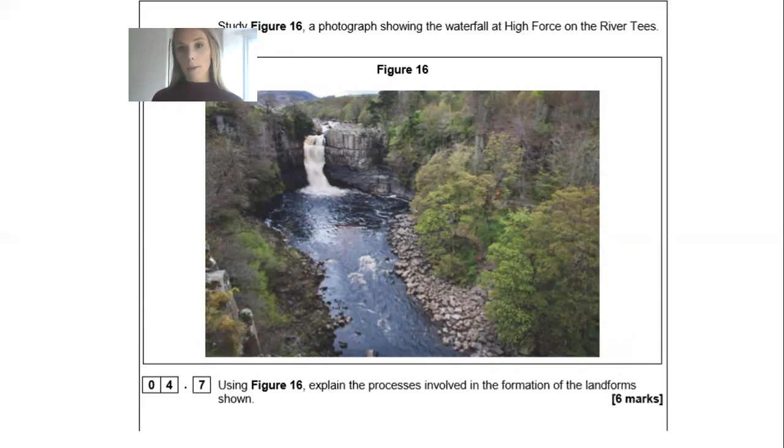So level 1 will be a basic answer, 1 to 2 marks. Level 2 will be a clear answer, 3 to 4 marks. And level 3 will be a detailed answer, which is 5 and 6 marks. And within those level 3 answers, we want to see you outlining the physical processes responsible for the formation of the landforms, and you need to be applying this knowledge to the figure by commenting on the things that you can see in the photograph.